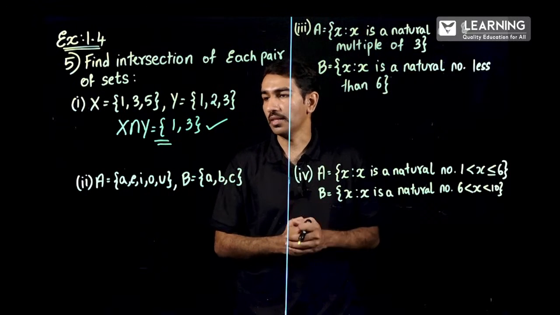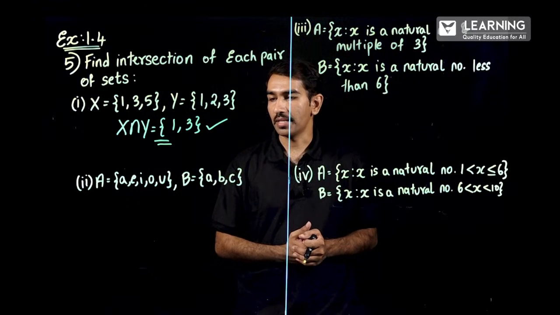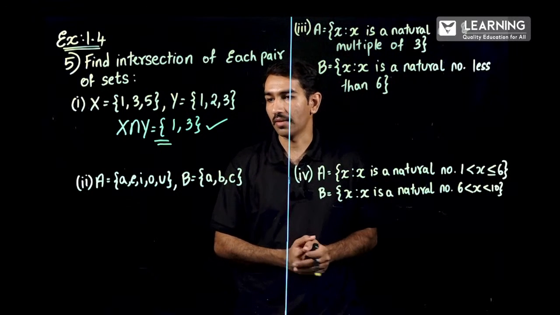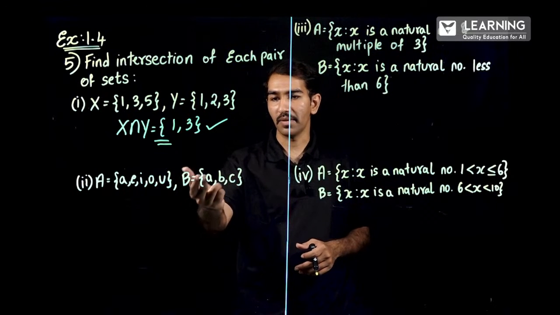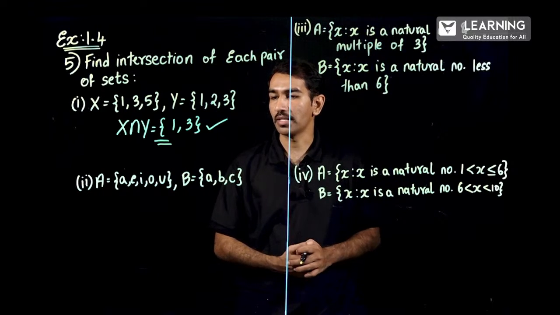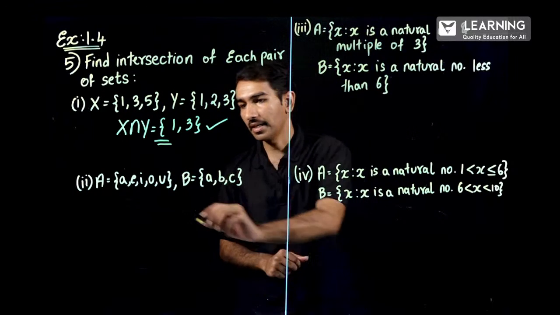Moving on to the next sub question, number 2. A is the set of vowels in the English alphabet, A, E, I, O, U, correct? And B is given as A, B, C. So, again we have to find the intersection here. So, we will be writing A intersection B.